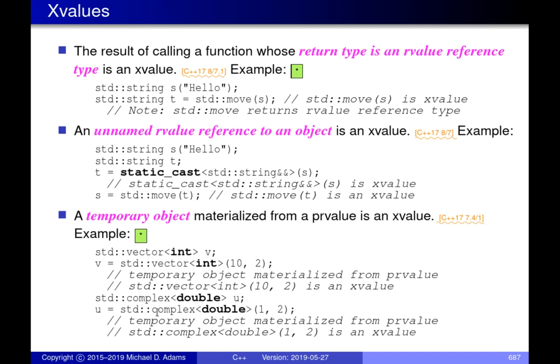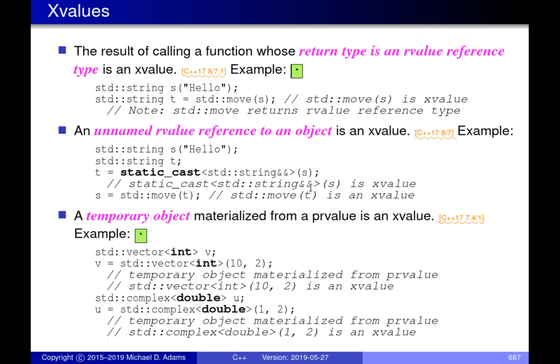The other subcategory of R-values is what are called X-values. There are fewer things that lead to X-value type expressions. One of them is if you have the result of a function, and the return type of the function is an R-value reference type. In this case, you can't really see the definition of this function, it's not shown, but std::move returns a double ampersand type. It returns an R-value reference. Something like, for example, a type that looks like std::string&&.